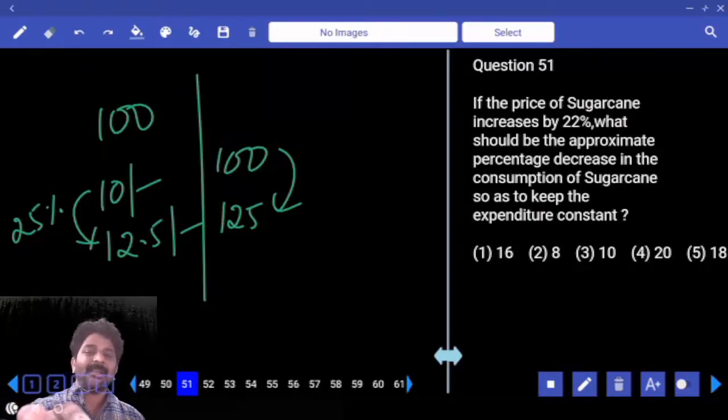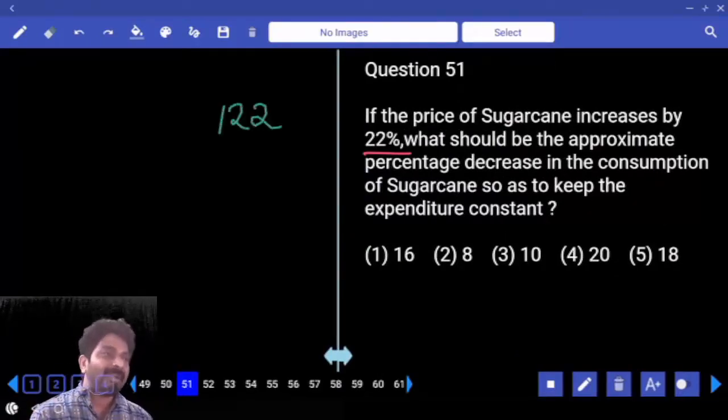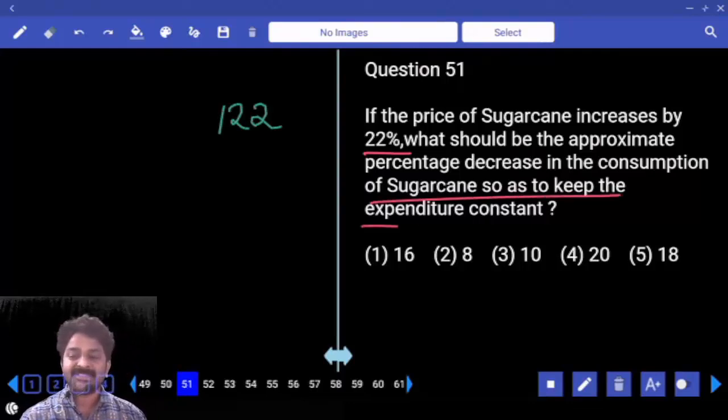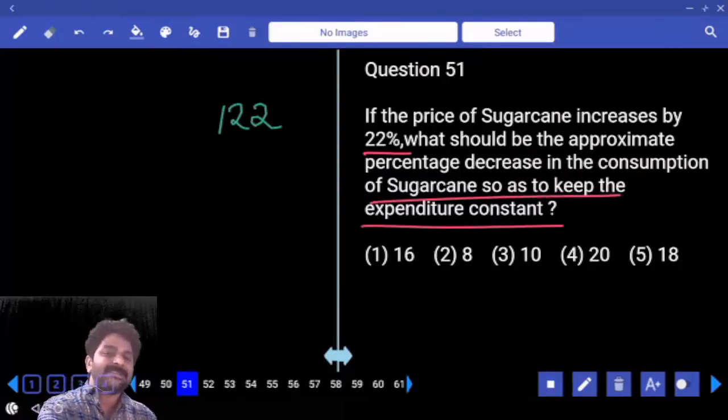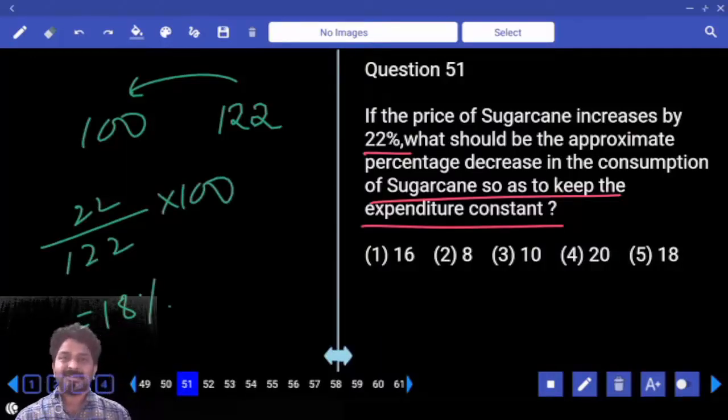అర్థమవుతుందా? రైట్. సో ఇప్పుడు ప్రైస్ 22% పెరిగింది అని అన్నారు, కాబట్టి ఎంత అవుతుంది? 122. ఎక్స్పెండిచర్ కాన్స్టెంట్ అవ్వాలి అని అన్నారు. మన దగ్గర ఎంత ఉంది ఎక్స్పెండిచర్? 100. సో 122 100 అవ్వాలి అంటే 22 తగ్గాలి. ఎక్కడి నుండి? 122% × 100. ఇది మనం క్యాలిక్యులేట్ చేసాం, ఆన్సర్ అప్రాక్సిమేట్లీ 18% వచ్చింది.